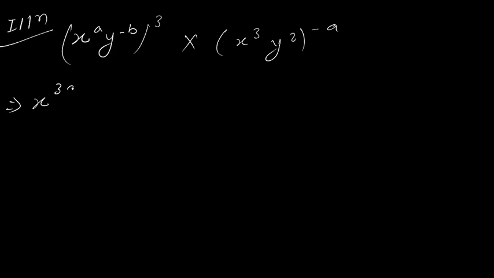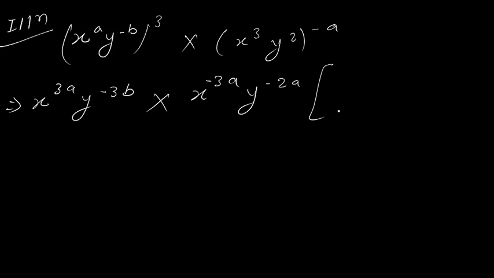x to the power 3a, y to the power minus 3b, multiplied by x to the power minus 3a and y to the power minus 2a. What have I done? I have used: (a to the power m) whole to the power n equals a to the power mn. That's all. So I have used this formula. Why are you writing side by side, sir? So that you will remember it. Okay, and I will appreciate it if you write the same way.